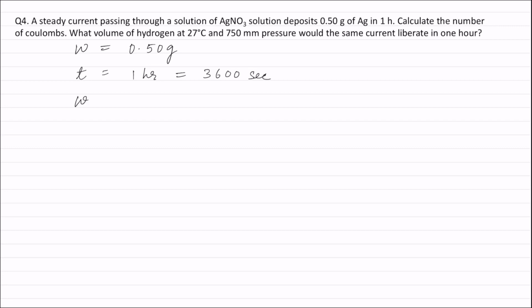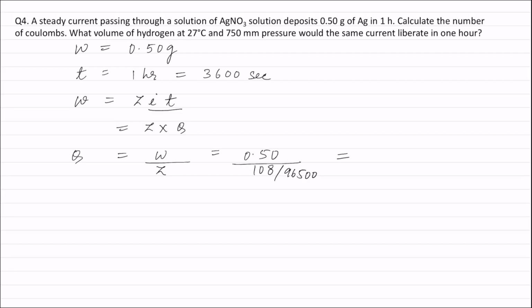Now we know that W is equal to ZIT and I into T is equal to the charge. Therefore, we can write W is equal to Z into Q. Therefore, Q will be equal to W divided by Z. W is given as 0.50 gram. Z is equal to equivalent weight, in this case, equivalent weight of silver, that is 108, divided by 96500 coulombs. Solving this, the charge is equal to 446.7 coulombs.